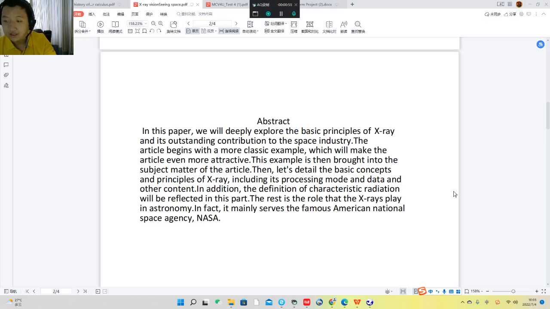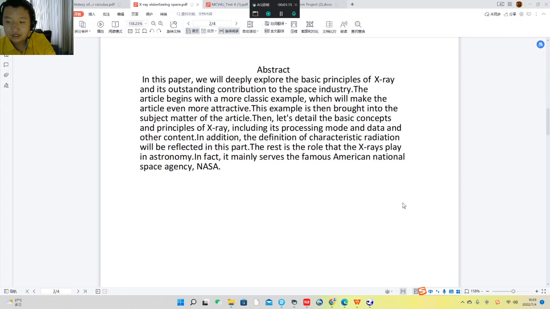In addition, the definition of characteristic radiation will be reflected in this part. The rest is the role that the X-rays play in astronomy. In fact, it mainly serves the famous American National Space Agency, NASA.